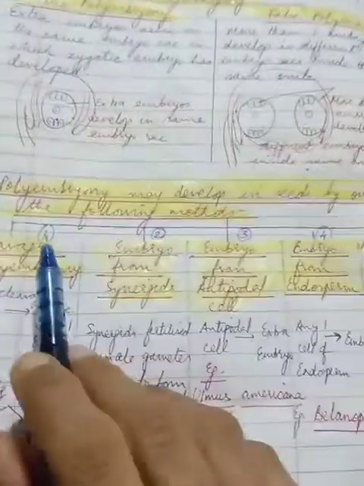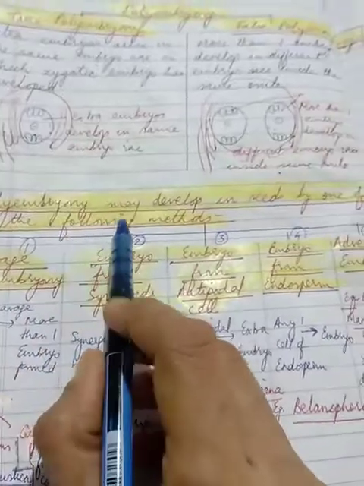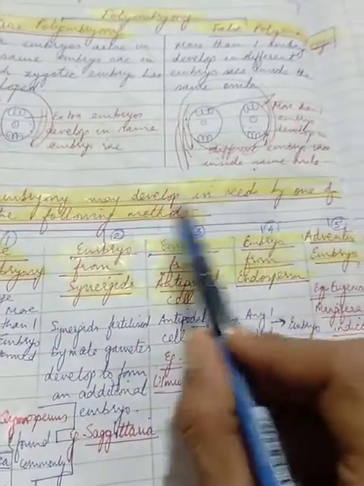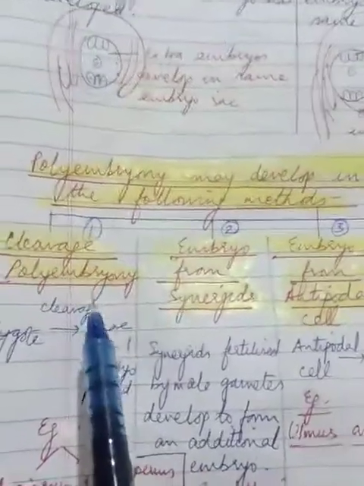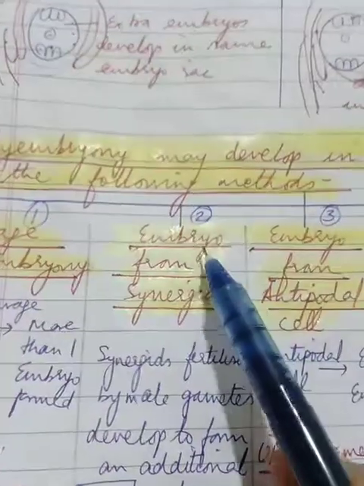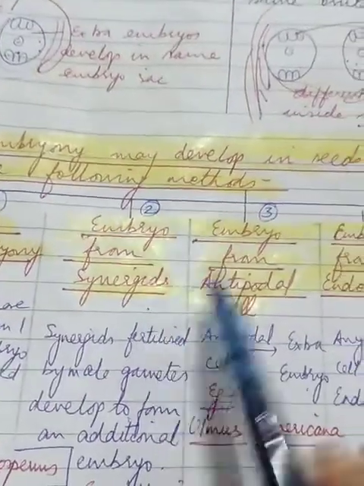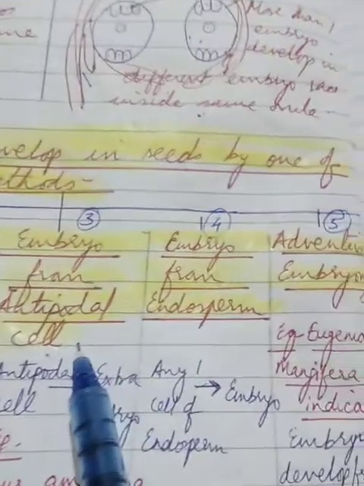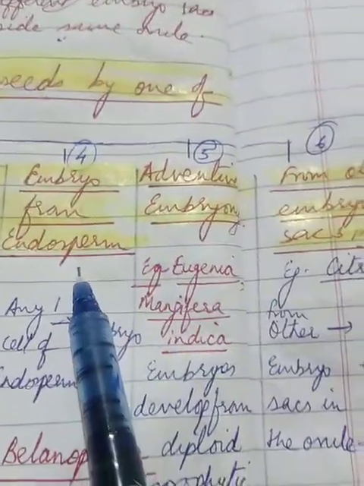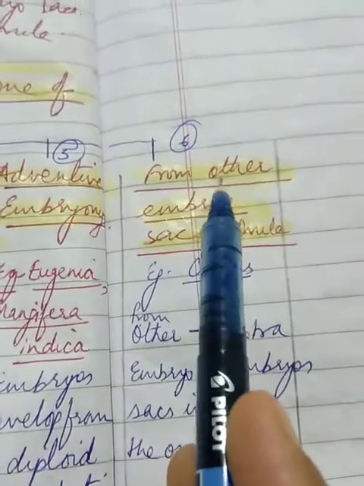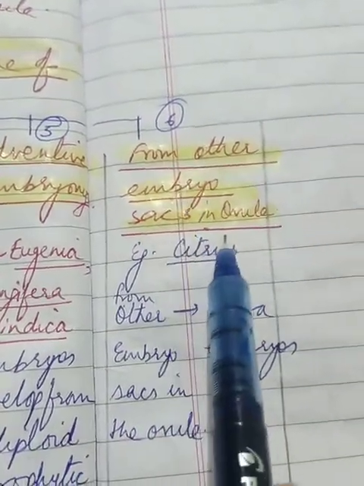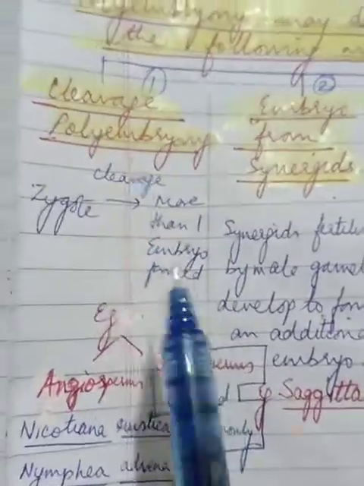Now, if we talk of how polyembryony develops in seeds by different methods, then we have 6 methods as the answer. The first is cleavage polyembryony. Second, embryo formed from synergids. Third, from the antipodal cells. Fourth, from the endosperm. Fifth, what we call adventive embryony. And sixth and the last is from other embryo sacs in the ovule. So let us see the first one, cleavage polyembryony.